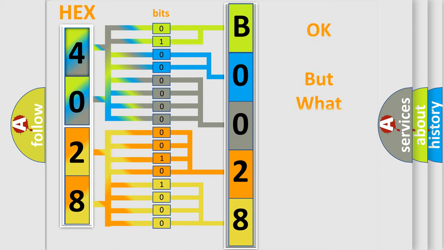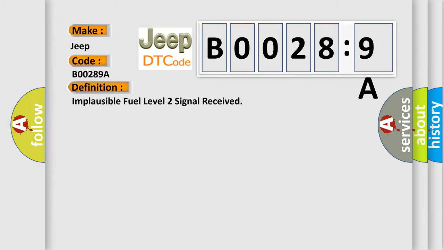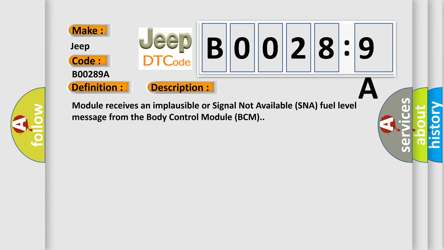The number itself does not make sense to us if we cannot assign information to what it actually expresses. So, what does the Diagnostic Trouble Code B0028-9A specifically mean for Jeep? The basic definition is: implausible fuel level 2 signal received. And now a short description of this DTC code: the module receives an implausible or signal not available (SNA) fuel level message from the body control module (BCM).